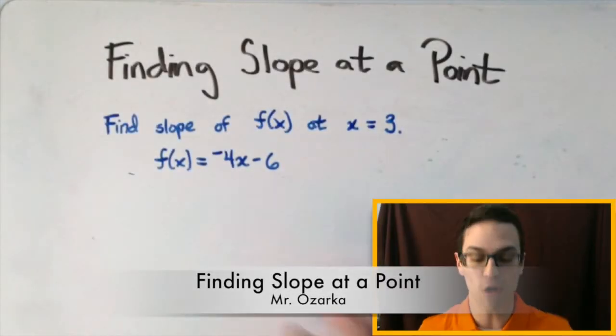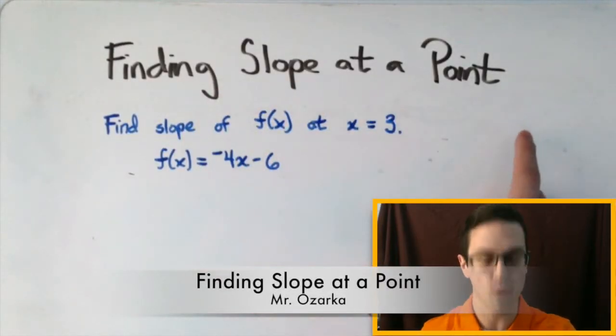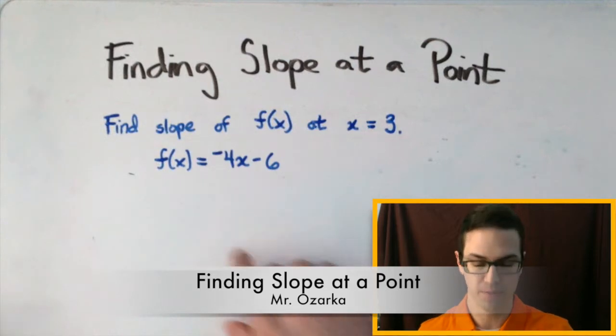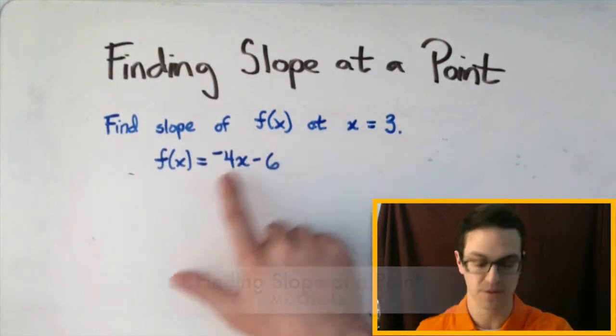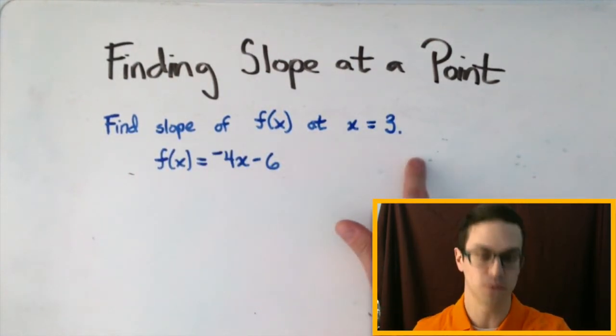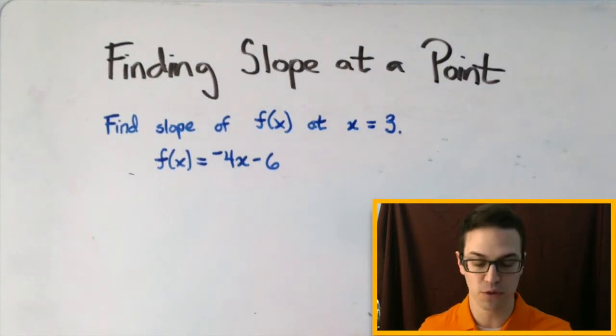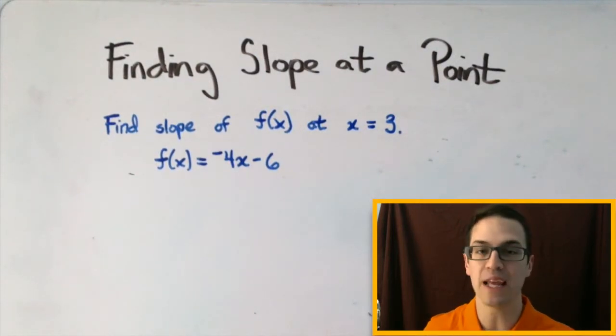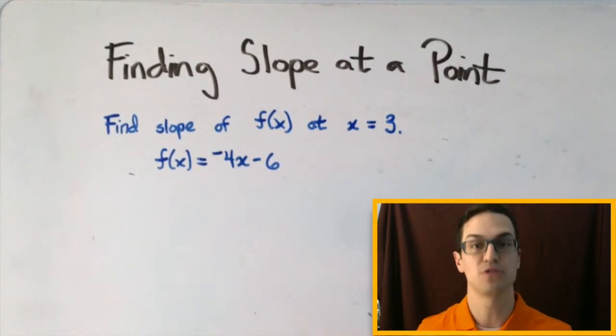So this is going to be a video about finding the slope at a point, okay? A problem might look something like this, where it says find the slope of f of x, and we have f of x right here, at x equals 3. Since we want to find the slope at one point, that's our hint that you're going to need to use the slope of a tangent line formula, also known as the derivative.